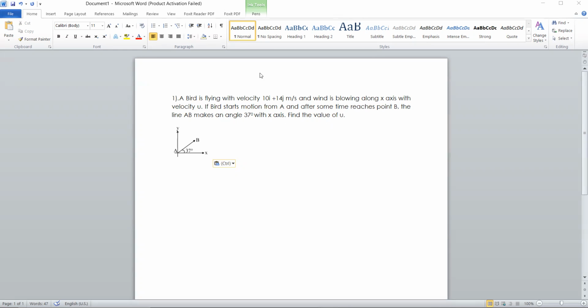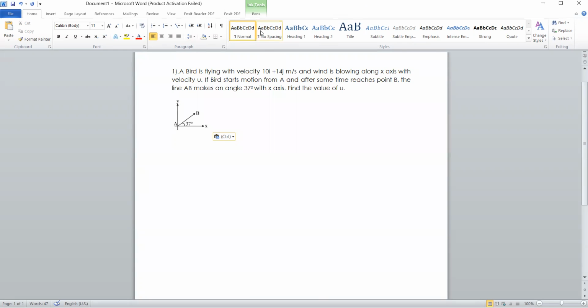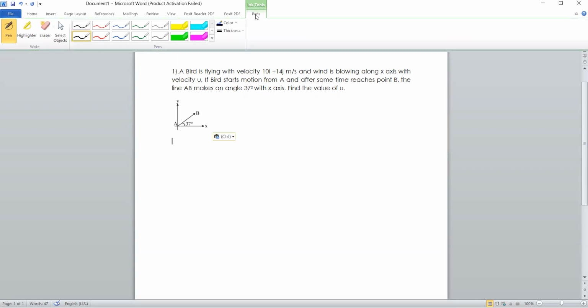Okay, so let us try to solve this problem, and this is a very simple one. So let us see how we can solve it. Okay, so there are two frames involved over here. First is the ground, second is wind, and the object that you are observing right here is the bird.